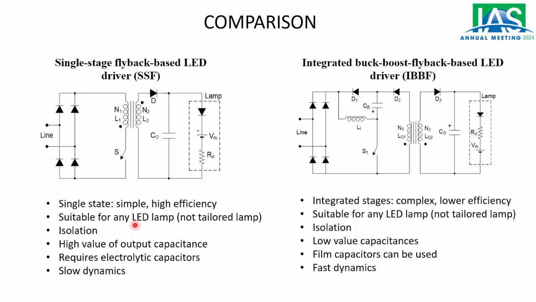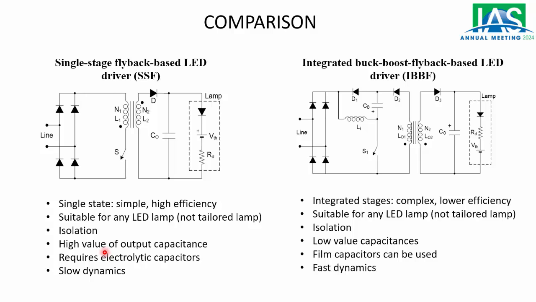This is a converter suitable for any kind of LED lamp, so we don't need to have a specific lamp for the converter because we have the coupled inductor to adapt the input voltage and the output voltage. It can provide isolation, but the main issue of this converter is the high value of the output capacitance because we know that we have to balance the instantaneous input power and the DC output power that we have at the output at the LED lamp.